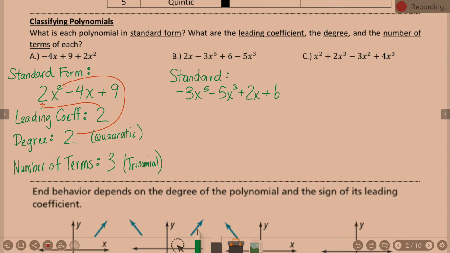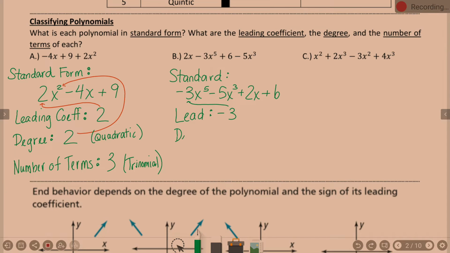Standard form. Highest power first, right? Power 5, power 3, power invisible 1, power invisible 0. Okay? Leading coefficient. Actually, I'm going to abbreviate. What was it? -3. Leading coefficient is negative 3. It's that number out in front of your first term. Could it be -5? No, never mind. They just have different powers.